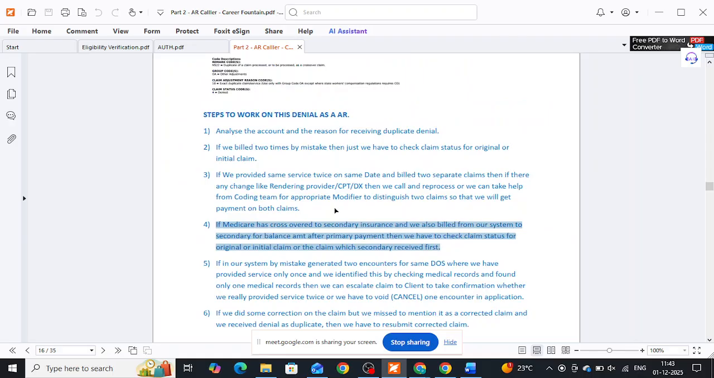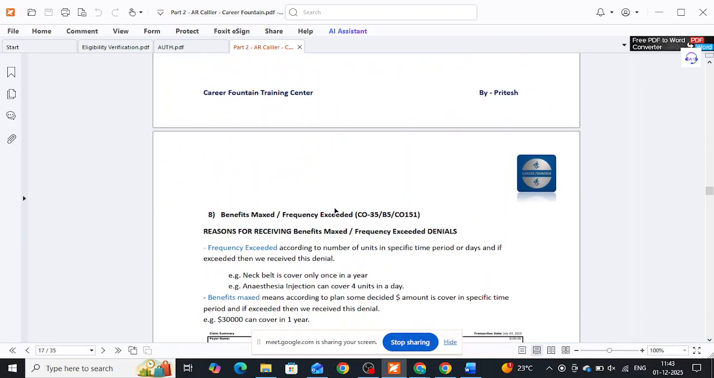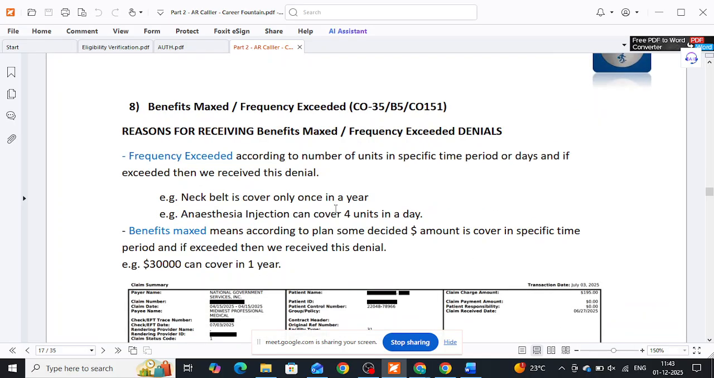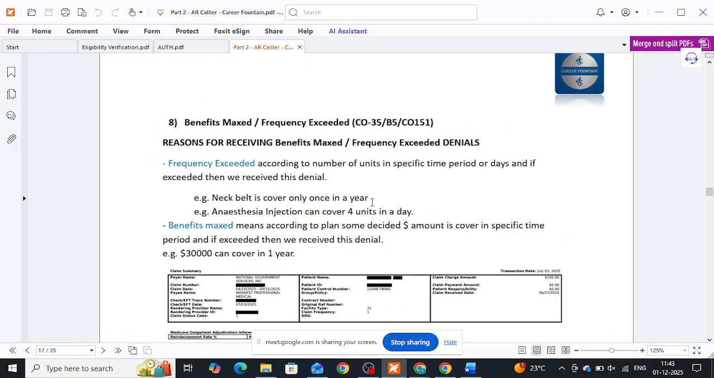Okay, understood. Duplicate denial. Yes, sir. Okay, let's see one more denial: benefit max or frequency exceeded. For each and every insurance, there are some limitations, right? Very few plans are ready to cover unlimited bills, where the patient can go to any doctor and take any kind of service. If somebody has such a plan, then he has to pay a huge premium. Generally people are not taking such kind of plan.